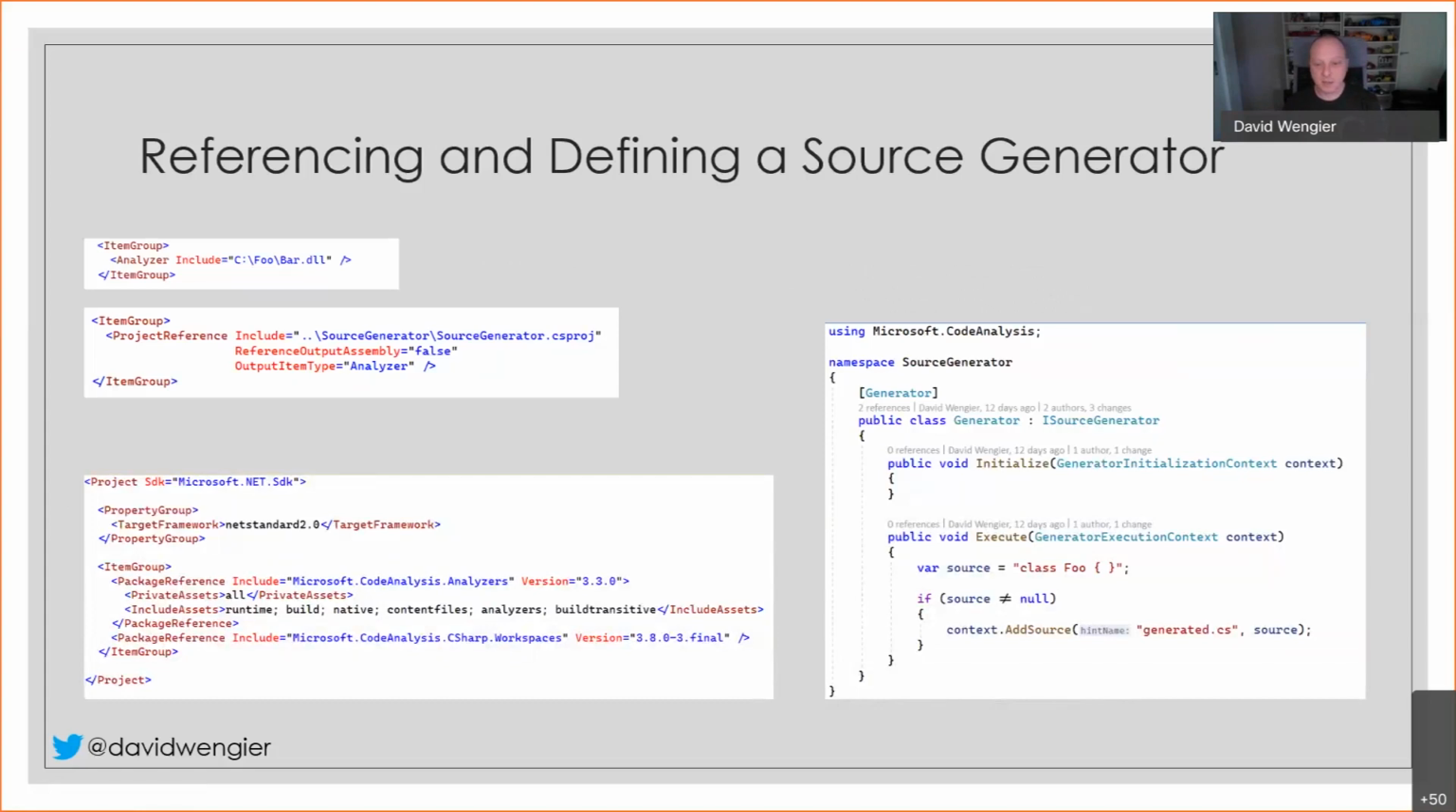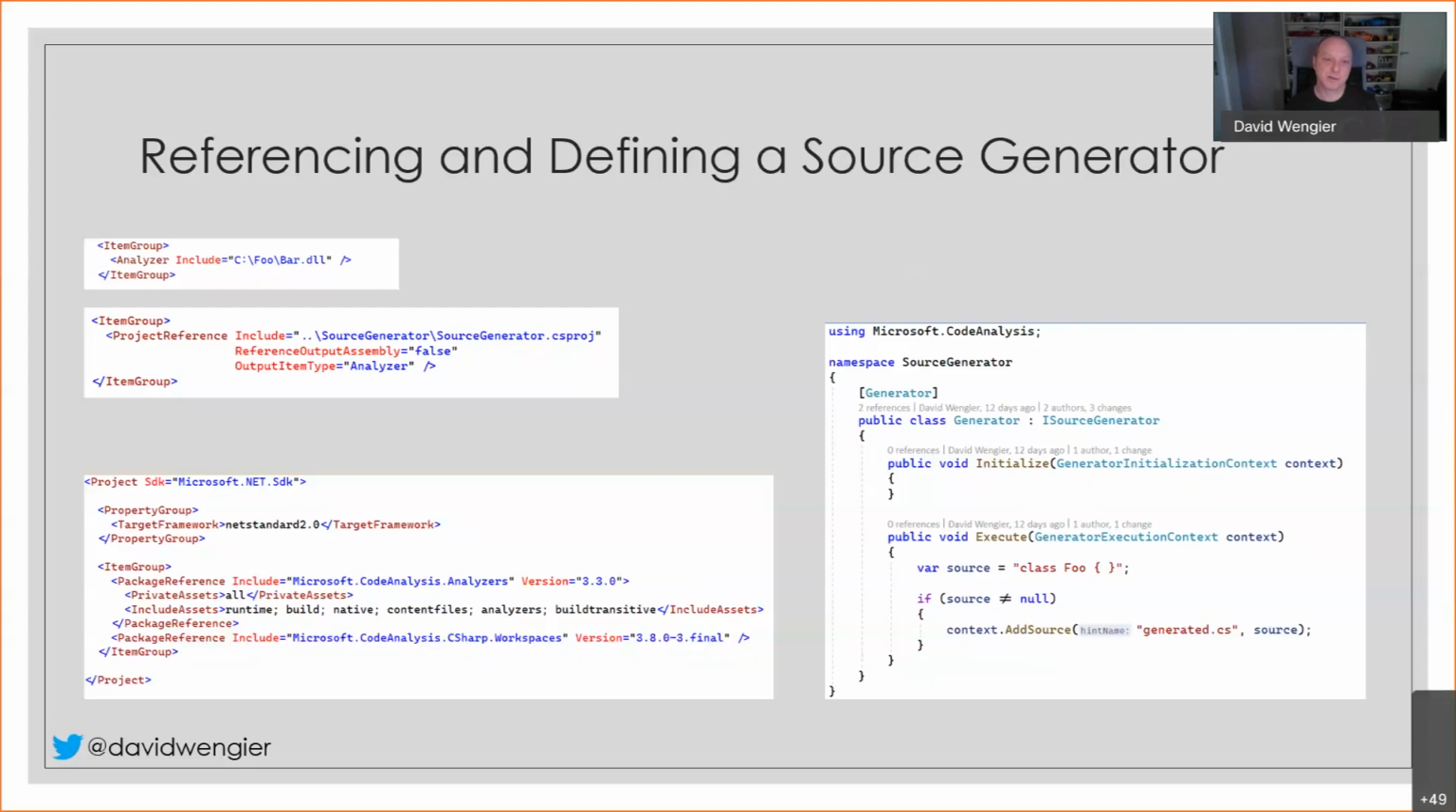All right. So quickly, how do we actually reference them and how do we create them? They're pretty simple. Up the top left, those two little snippets of project file are the two ways that you can reference them. Essentially, they're referenced the exact same way that you reference an analyzer if you're doing any custom Roslyn analyzer work at the moment. So one is just a direct DLL reference, and this normally would be hidden away via a NuGet package, obviously. You can also reference them as a project.